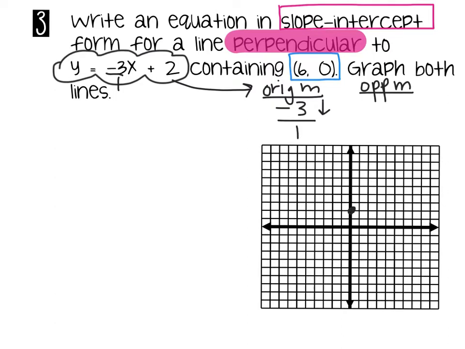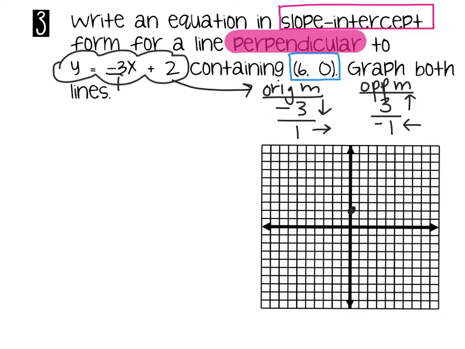I will go down 3 and to the right 1 to graph this line. To go in the opposite direction, I'm going to flip everything to its opposite. I'm going to flip my -3 to a +3 and my 1 to a -1. Meaning to go in the other direction to graph, I'll go up 3, but to the left 1.